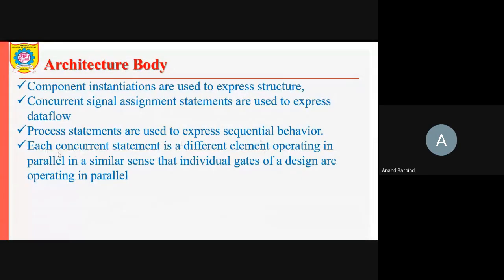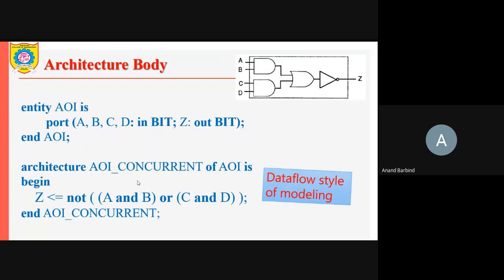Okay, so each concurrent statement is a different element operating in parallel, in a similar sense that the individual gates of the design are operating in parallel. Whenever you are drawing the circuits and the gates, the individual gates operate simultaneously whenever you give the input signal. So this is an example of the architecture statement. This particular style is the data flow style of modeling.